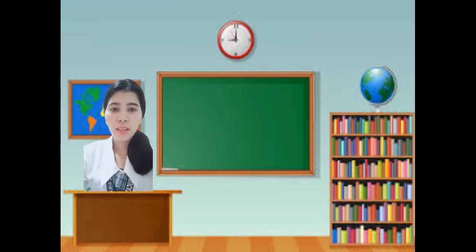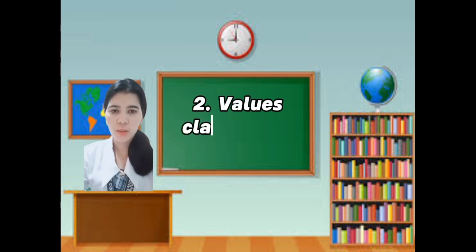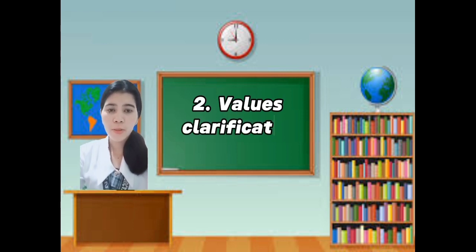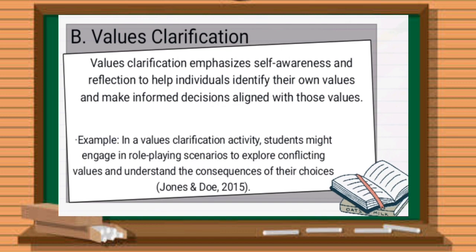And the second approach of values education, after the trait approach, is values clarification. So, what is values clarification? Values clarification emphasizes self-awareness and reflection to help individuals identify their own values and make informed decisions aligned with those values. For example, in a values clarification activity, students might engage in role-playing scenarios to explore conflicting values and understand the consequences of their choices.